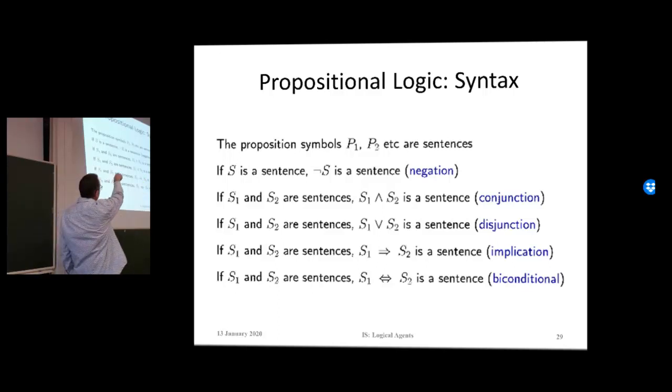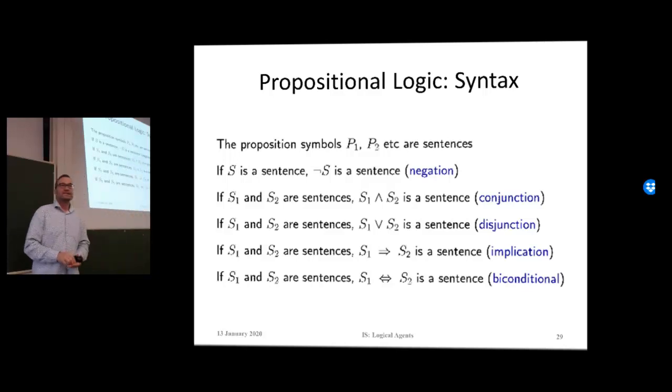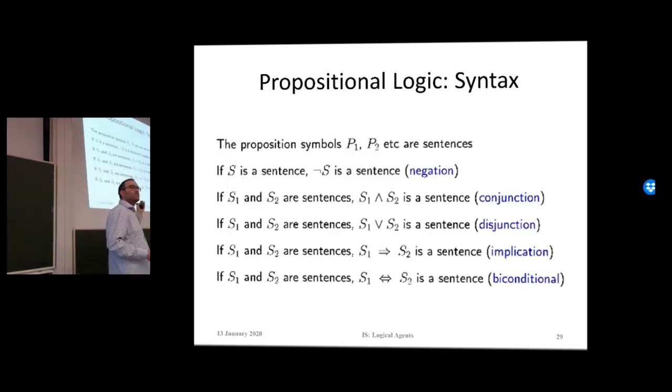If I have two sentences in propositional logic, then the new combination of S1 and S2, the conjunction of these two, is also a well-formed formula of the language. And disjunction is a well-formed formula in the language. So in this way, you inductively define all the sentences that are valid in your language. And this is just one variant of defining the syntax of propositional logic. You might have seen different ones.